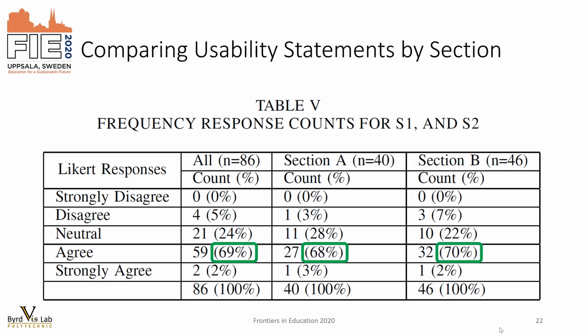Comparing usability statements by section, Table 5 shows the frequency of response counts for statements 1 and 2 for each of the sections as well as the combined sections. Most student responses were agree. In the second column, the majority of the responses, 69%, were agree. From section A, 68% were agree. And from section B, 70% were agree.